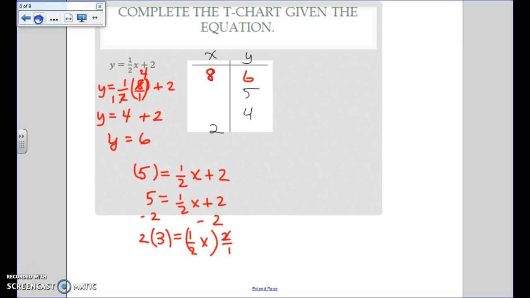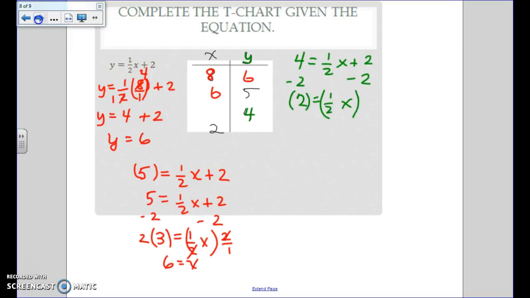And I wrote 2 over 1 here to show that I can cross reduce, but writing 2 over 1 times 3 is kind of silly. 2 times 3 would be just fine, so 6 equals x. Again, let's take another look, and this time again I have the 4 and it's in the y column, so I'm going to use the y variable to substitute. And I'm going to use inverse operations again. And multiply by the reciprocal is my strategy to get those fractions away from my variable. So x equals 4.